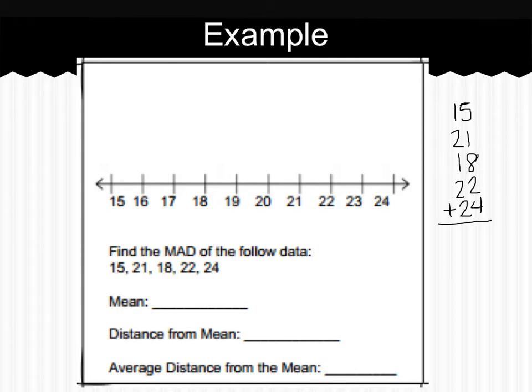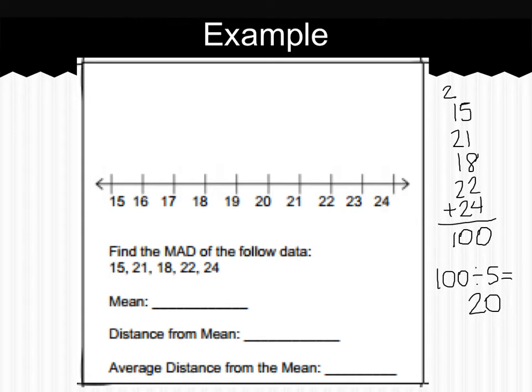You can do this on the side of your paper with me. We're adding these up. So 5 plus 1 is 6, 6 plus 8 is 14, 14 plus 2 is 16, plus 4 is 20. We're going to carry our 2 to the tens place. And then 2 plus 1 is 3, 4, 5, 6, 7, 8, 9, 10. So when we added up all of our data, we have 100. Now we had 5 pieces of data, so 100 divided by 5 gives us 20. So our mean for this data is 20.